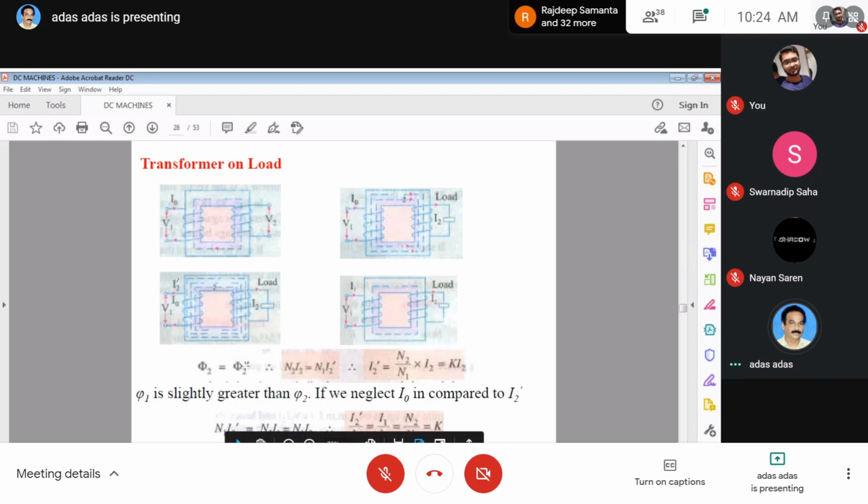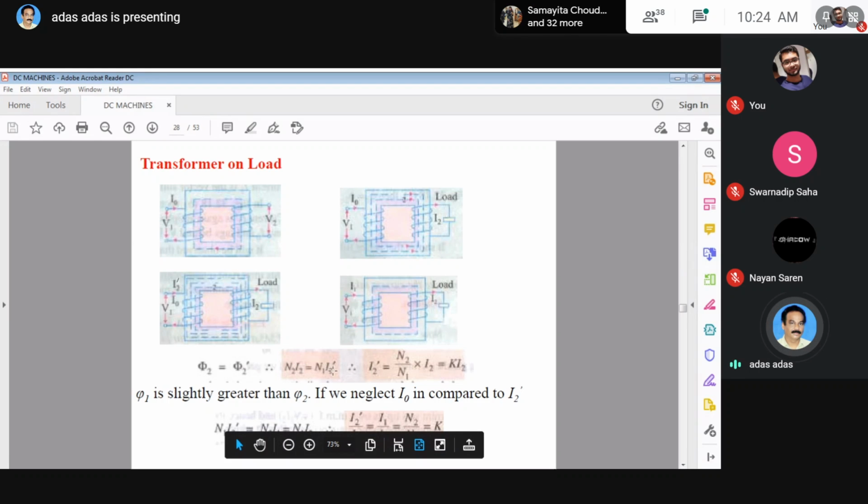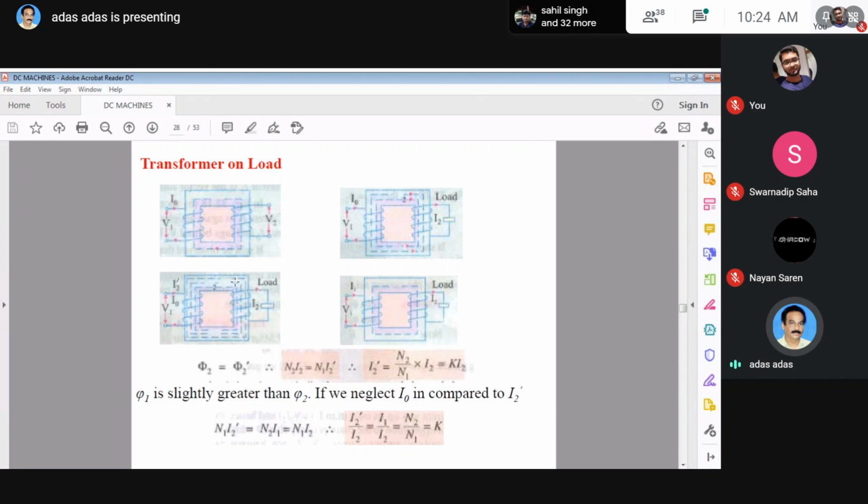Phi 2 equals phi 2 dash, that is N ampere turns. From here we can write N2 I2 equals N1 I2 dash. Since phi 1 equals phi 2 dash, from here we get I2 dash equal to K into I2. So if the current flowing in the secondary is I2, then its reflection will be I2 dash, which is equal to K into I2. K is the transformation ratio.